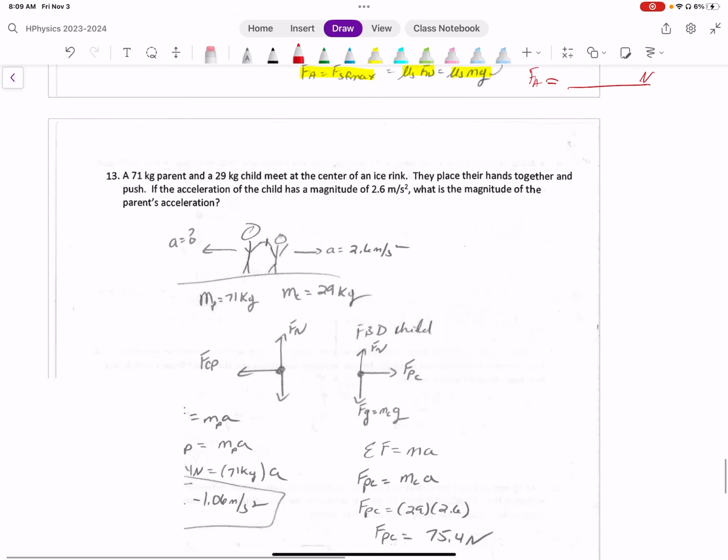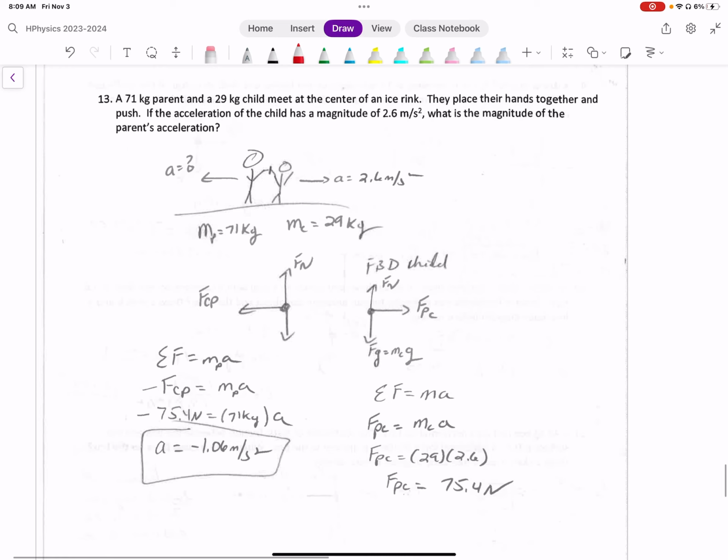One last problem to go. Number 13 is a third law problem. I have a 71 kilogram parent. I have a 29 kilogram child. They meet in the center of an ice rink. The reason why we have ice is because there's no friction. And they place their hands on each other and they push. They tell me the acceleration of the child and, again, the mass of the two.